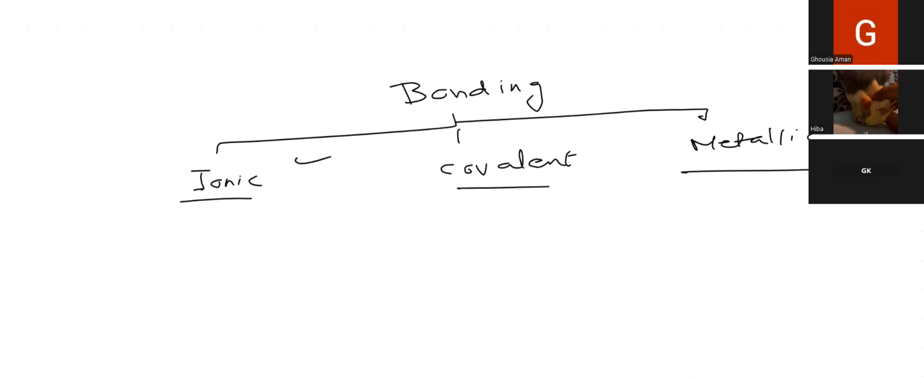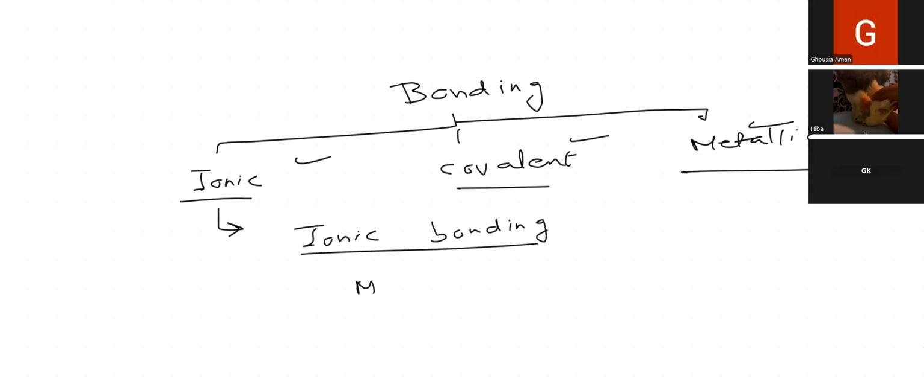So let's start with ionic bonding. So what is an ionic bond? Ionic bonding takes place when a metal reacts with a non-metal. Okay, when a metal and a non-metal react with each other.